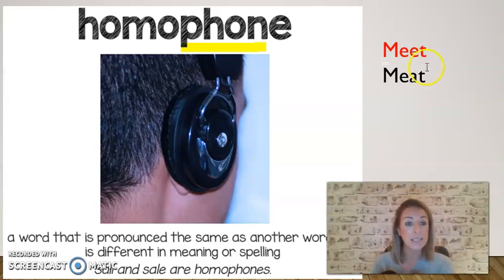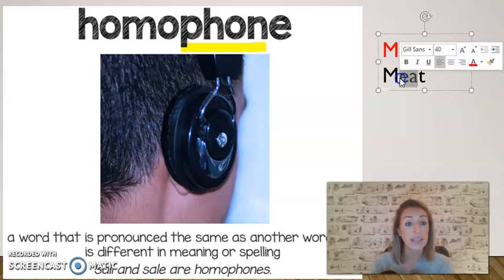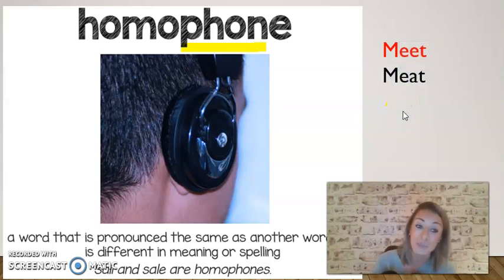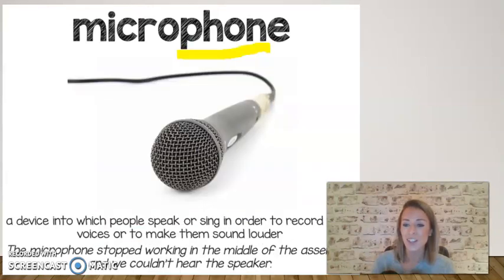But meat here with the EA, that is the kind of meat you eat, like chicken or pork chops or beef. Okay? So those 2 words are homophones because they sound the same, but they are spelled differently and have a different meaning.